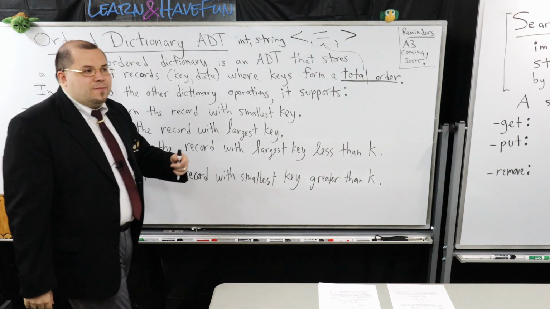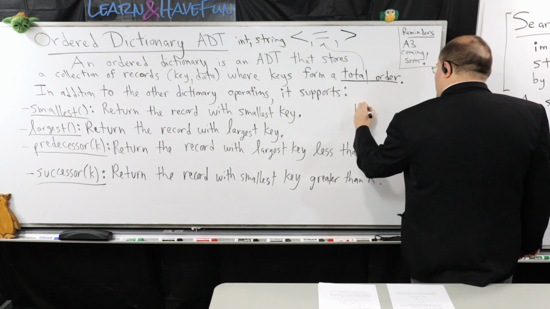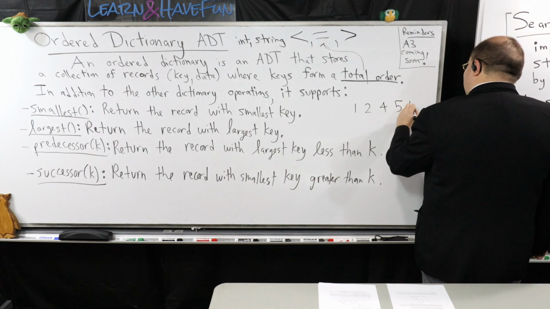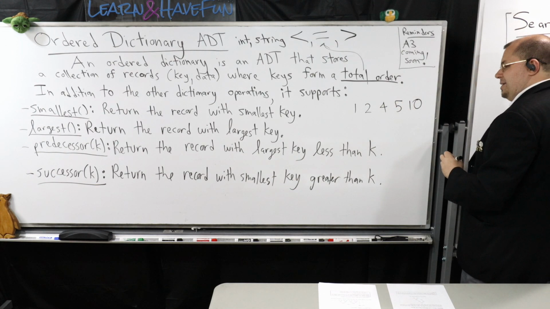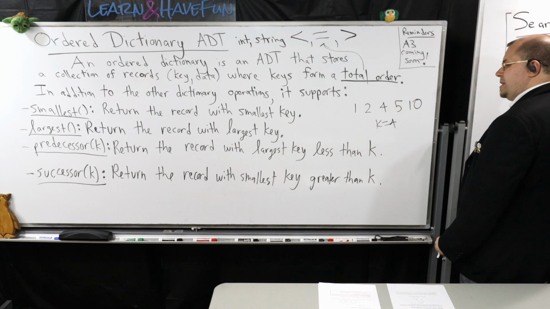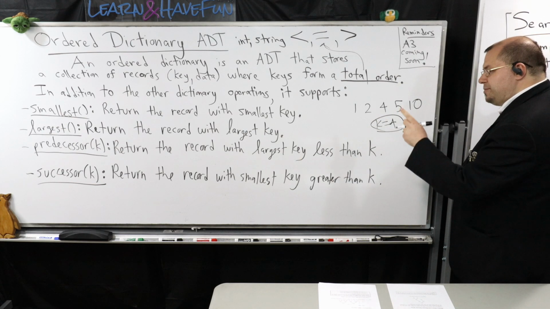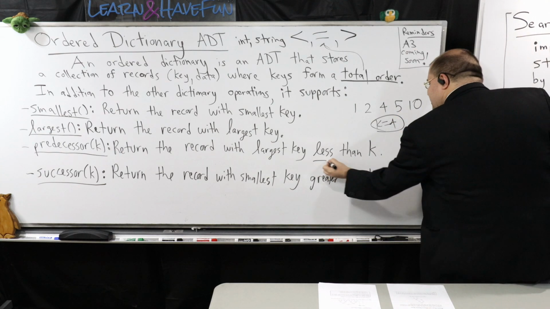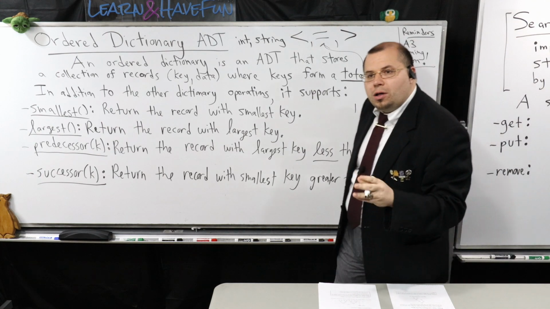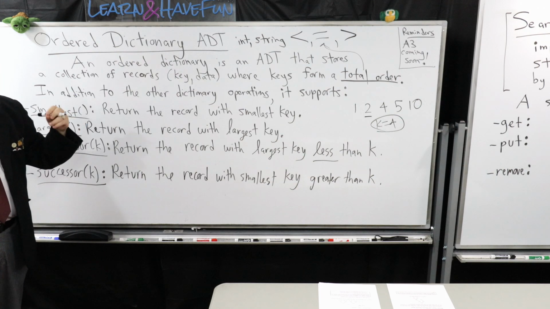So that means if I give you a bunch of records that have keys that look like this, say 1, 2, 4, 5, 10, and I say, hey, look, suppose I give you k is 4. What would be the predecessor of 4? It is the record with the largest key that is less than k. It would be the record with key 2. Exactly. That's all it is. Note that it's less than as opposed to less than or equal.